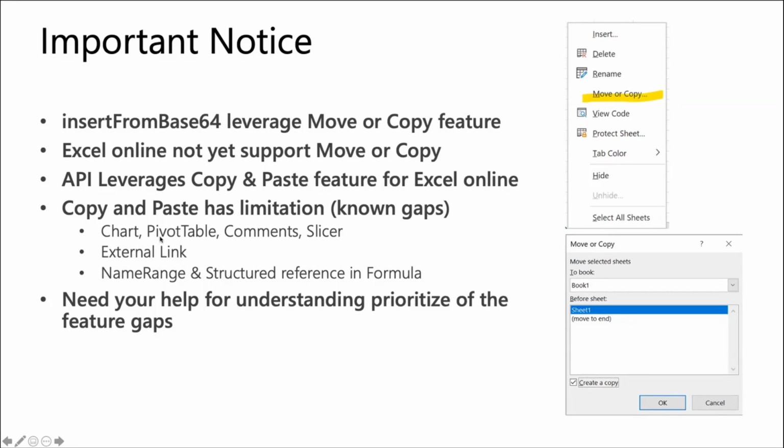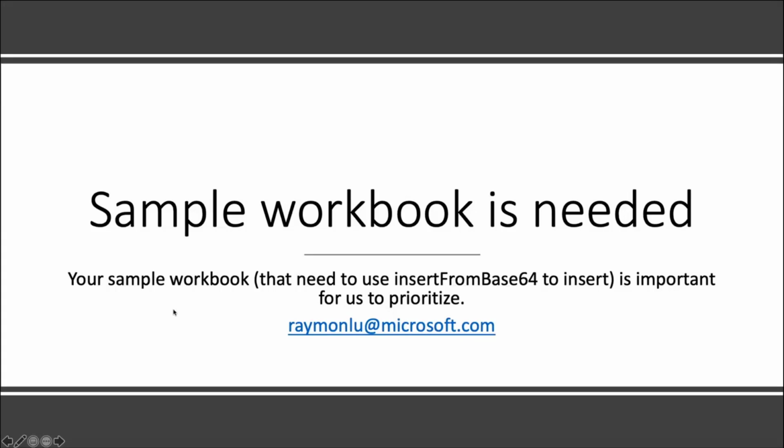Therefore, you might need to pay attention to the source data and avoid using these if you are using the insert from base64 API. So we would like to ask for your help to analyze the workbooks that you would like to insert using these APIs, to understand the priority of the feature gaps. Then we can ask the copy and paste feature team to prioritize those gaps.